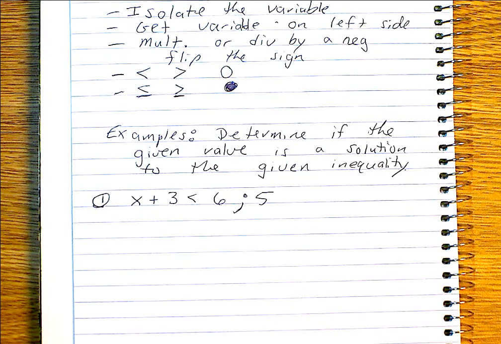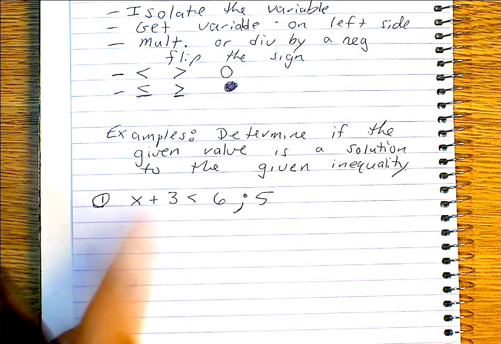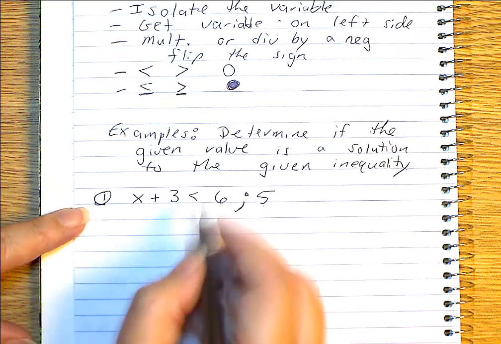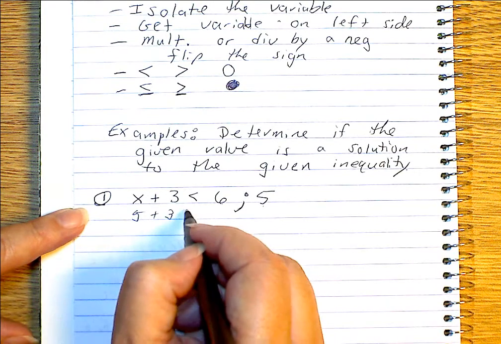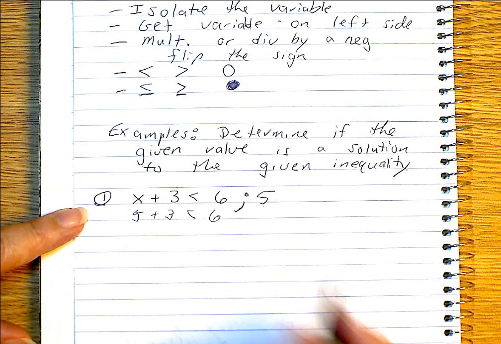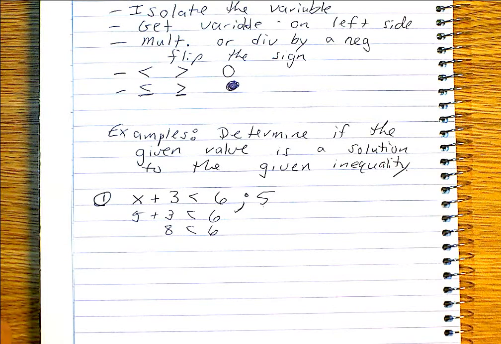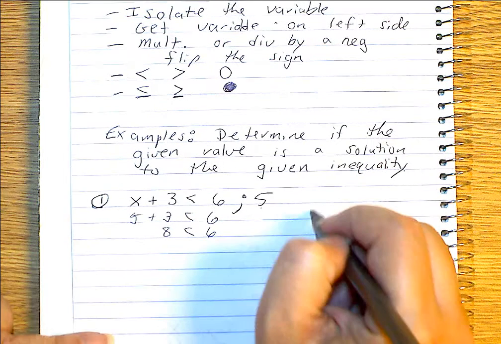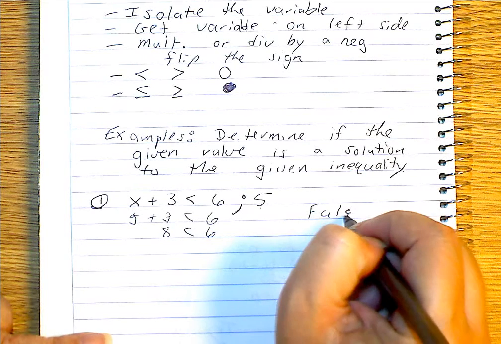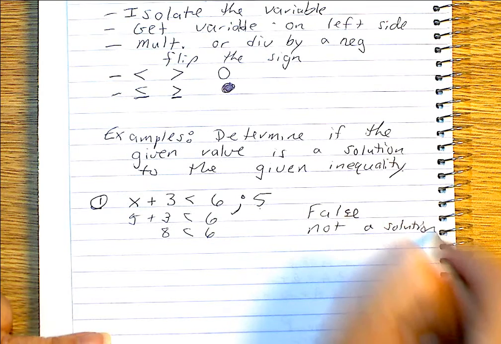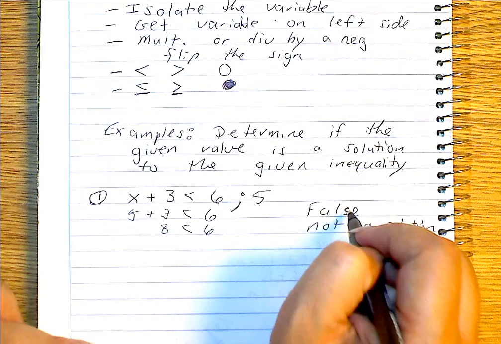So what is that asking us to do? Plug in 5 for x and then see if this answer is less than 6. So if I plug in 5, I have 5 plus 3, and you guys already know that it's 8, but I'm going to write it all down so you can see it. So 8 is less than 6. Is that true or false? False. So it is not a solution. It doesn't mean that there's no solution, but it does mean that it's not a solution.